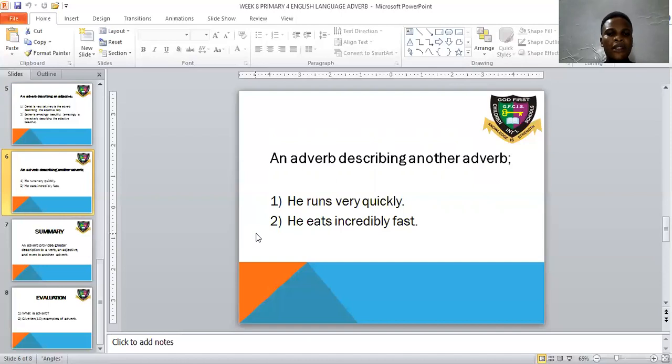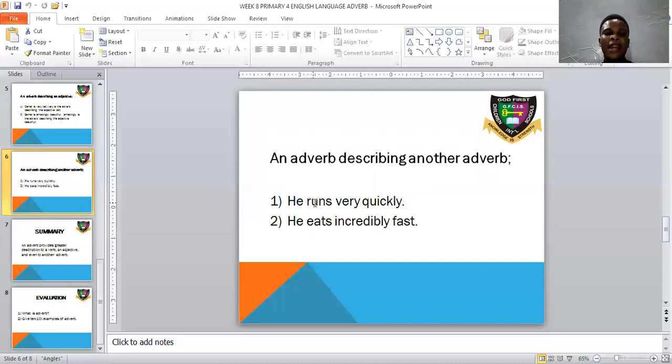So do not misinterpret this. An adverb describing another adverb is different from an adverb describing an adjective. Do not forget that when we were treating an adverb describing an adjective, there is always a noun. Don't forget that an adjective describes a noun. So when the adverb now comes in, the adverb now comes in to what? To describe the adjective. Telling us how much the person can do anything. Now, but here we do not have any noun here.